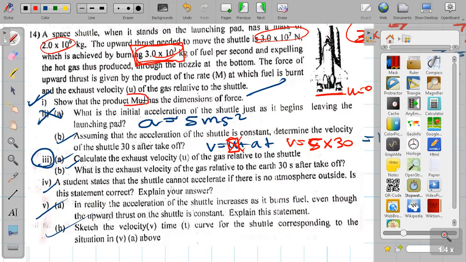mu product gives the force. The required force is what? This one. I should have given that.